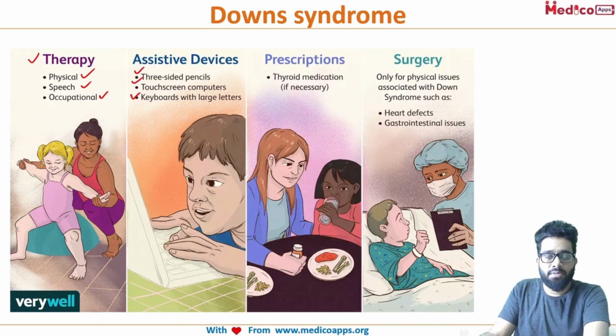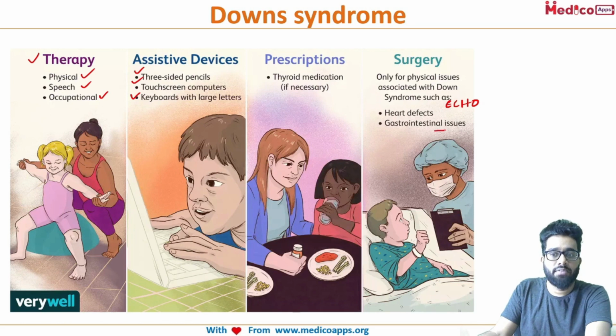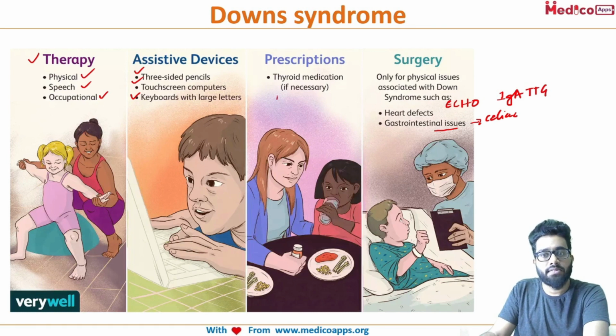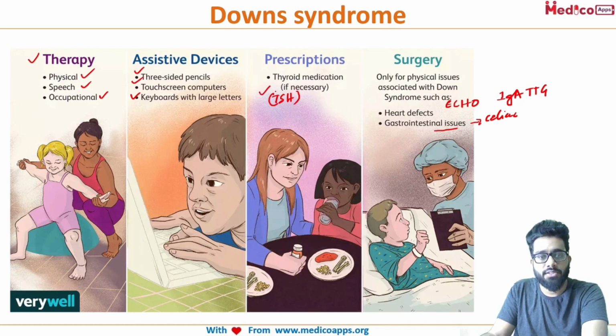These children have a lot of problems like congenital heart defects. You have to screen them with echocardiography regularly. You have to screen for gastrointestinal issues like celiac disease; look for IgA anti-TTG antibodies. Then you have to get serial TSH levels, because these children are prone to hypothyroidism. If they're already positive for hypothyroidism, they have to be on regular levothyroxine. So this is a multidisciplinary approach, and always look for atlanto-occipital instability, because this is potentially life-threatening.